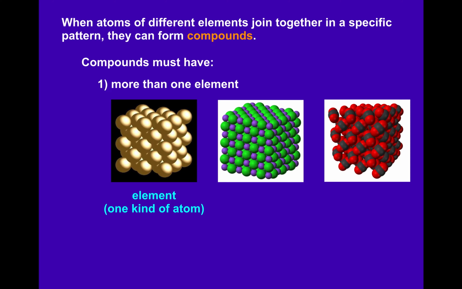What about table salt? Yes, it has 2 elements, so that makes it a compound. What about dry ice? Also a compound. It has carbon and oxygen atoms. Notice that compounds can have either kind of chemical bond, either molecules or ions. So dry ice is molecules, salt is ions. But gold fails the test for a compound because it has only one kind of atom.